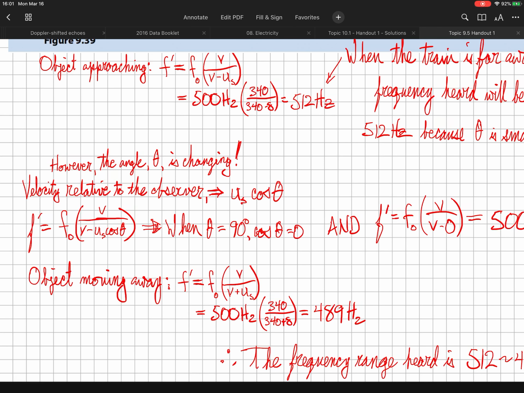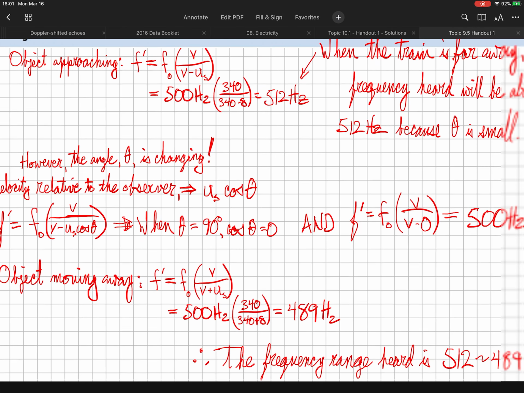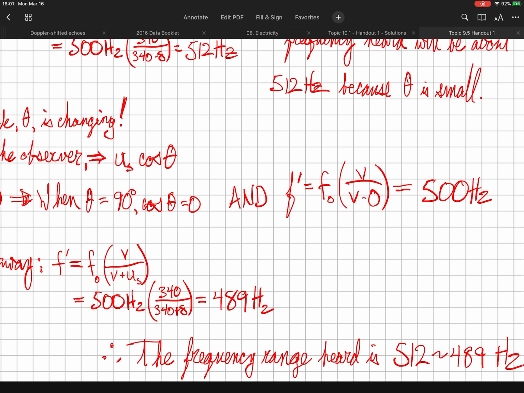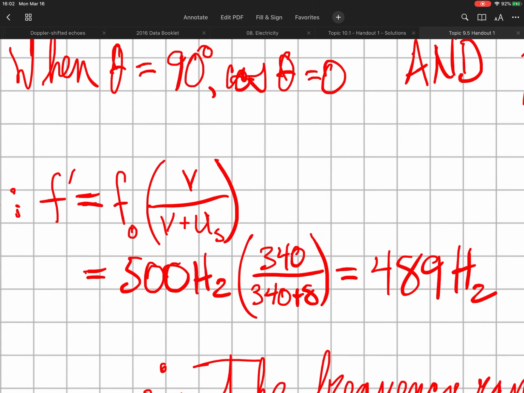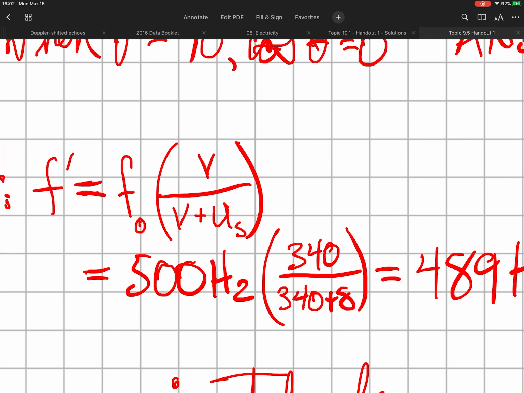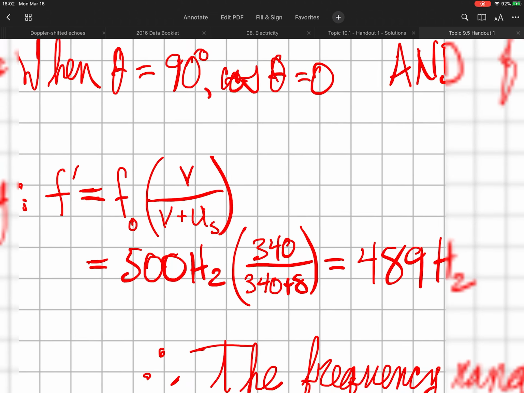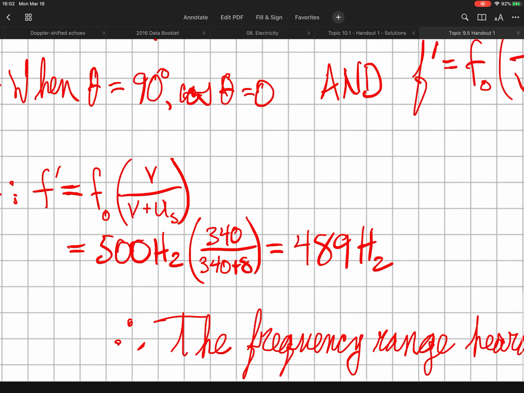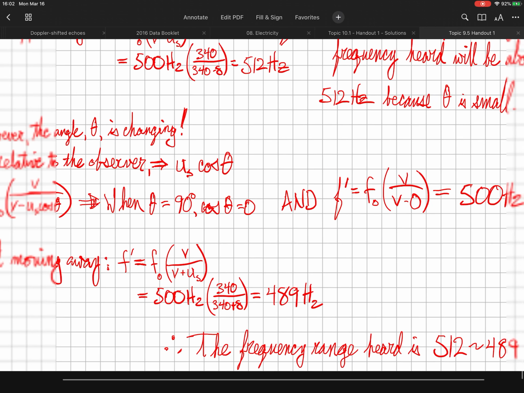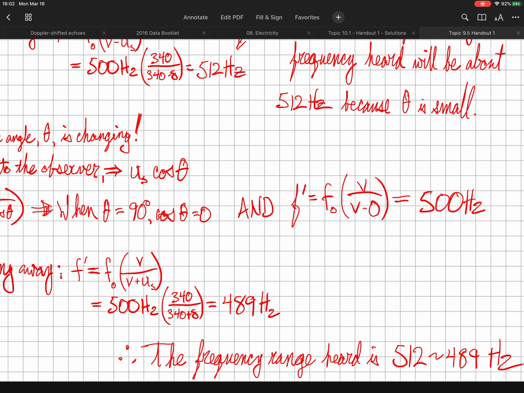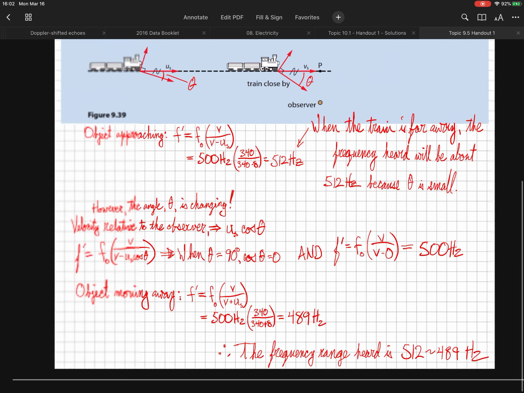Okay, when the object is moving away, again, we assume that the angle is negligible. In other words, it's not going to make a big enough difference to consider in our calculations. Here, we need our frequency to become larger. So again, our denominator needs a plus sign in order to make the shifted frequency larger. So we plug in our values and we get 489 hertz. So there's our range, 512 to 489 hertz.